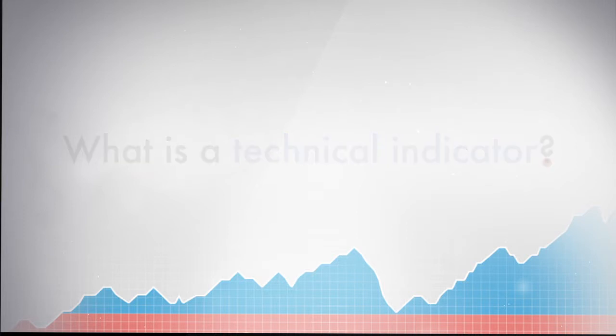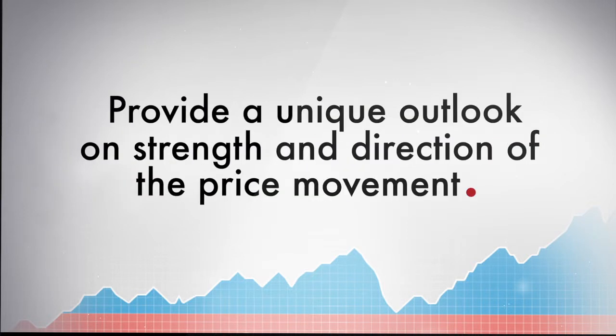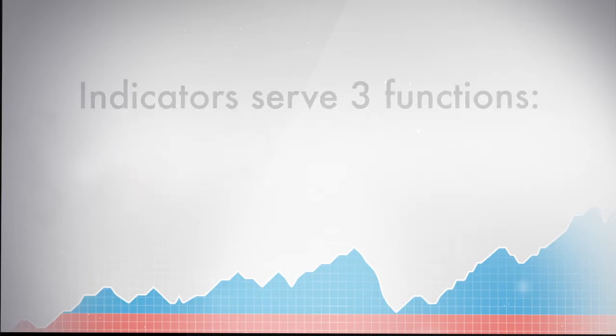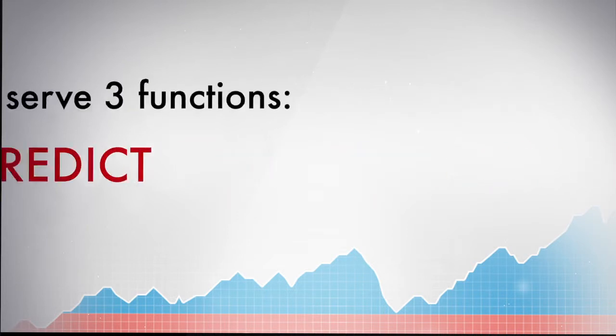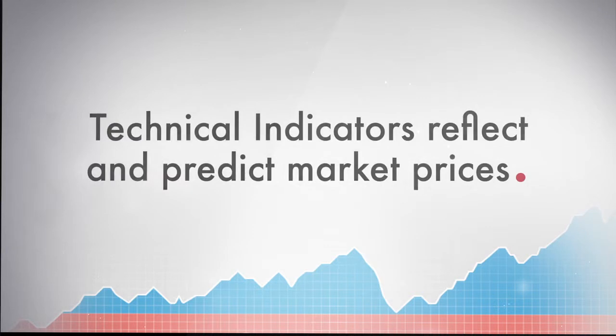Technical indicators provide a unique outlook on the strength and direction of the price movement over specified periods of time frame. Technical indicators broadly serve three functions: to alert, to confirm, and to predict. Indicators show movement, and thus it becomes important to understand how the various technical indicators reflect prices in the market.